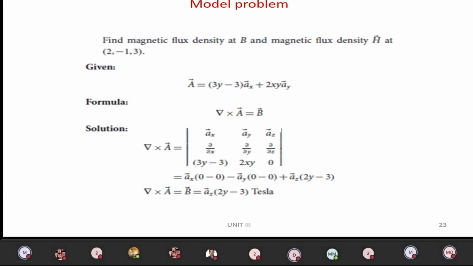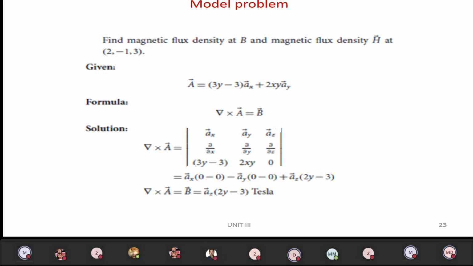Okay, so here is a model problem. We have to find the magnetic flux density and magnetic field intensity, B and H, at (2, -1, 3), where the A value is given. A is called the vector magnetic potential. So the A value is given: A vector equal to (3y - 3)ax vector plus 2xy ay vector.